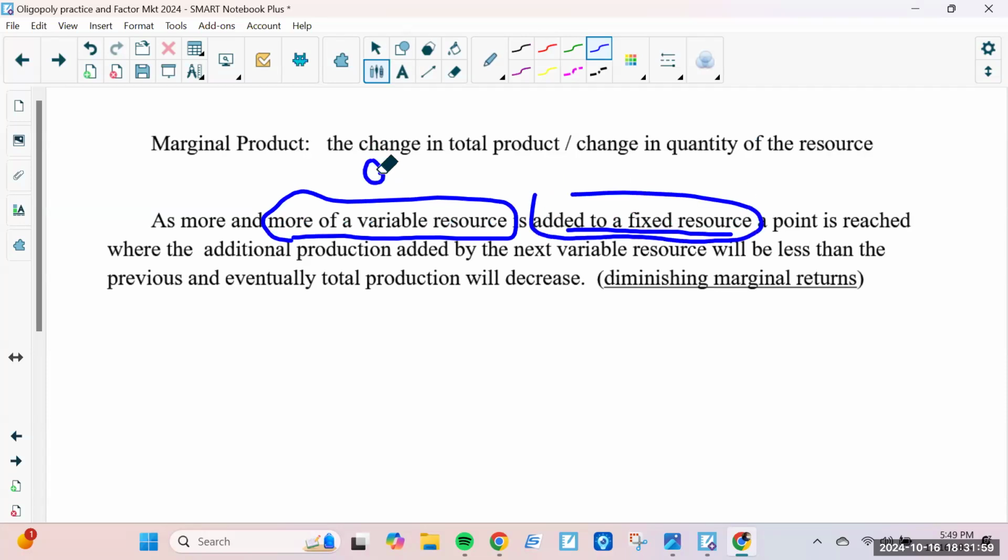So this is the quantity of labor added to, like, a restaurant. Okay, there's only that one restaurant. You can't make it any bigger. So you're adding the labor to the restaurant. Well, if the restaurant's getting crowded with workers, that next worker you hire isn't going to give you as much additional output as the previous worker.